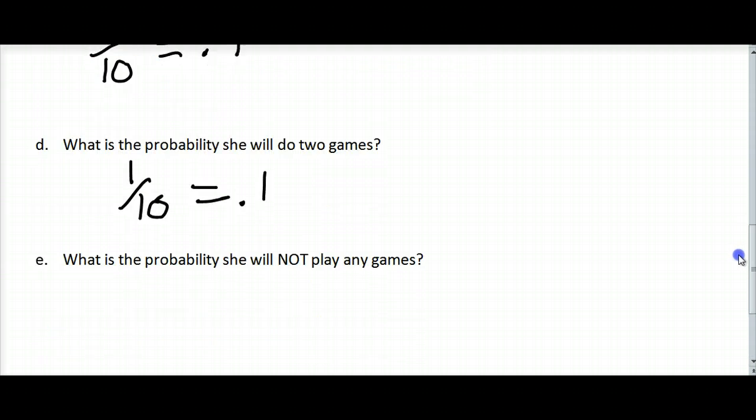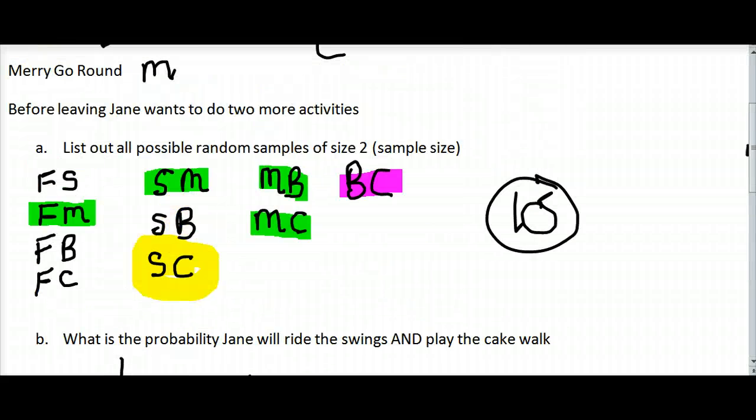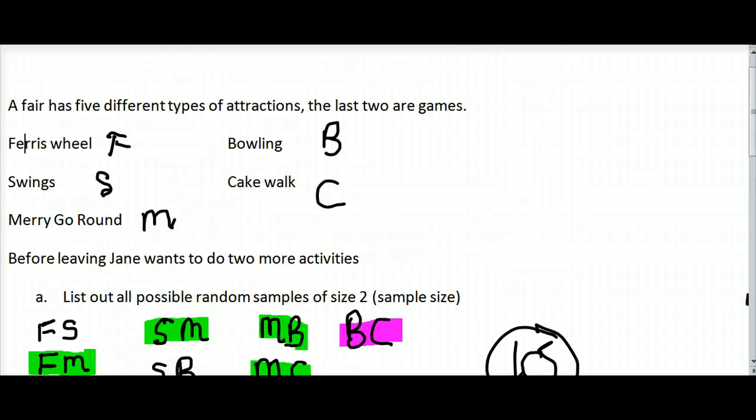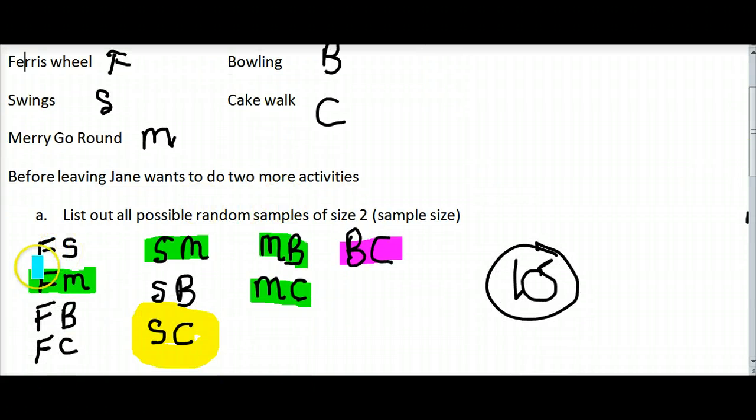What's the probability she does not play any games? That's really the same thing as saying what's the probability that she does only rides. So let's color that tealish. Only rides. Well, Ferris wheel and swings are only rides. Ferris wheel and merry-go-round are only rides. I'll try and color that blue a little bit bigger. Ferris wheel and bowling. Nope, there's a game there. Ferris wheel and cakewalk, game. Swings and merry-go-round. Okay, that's okay.